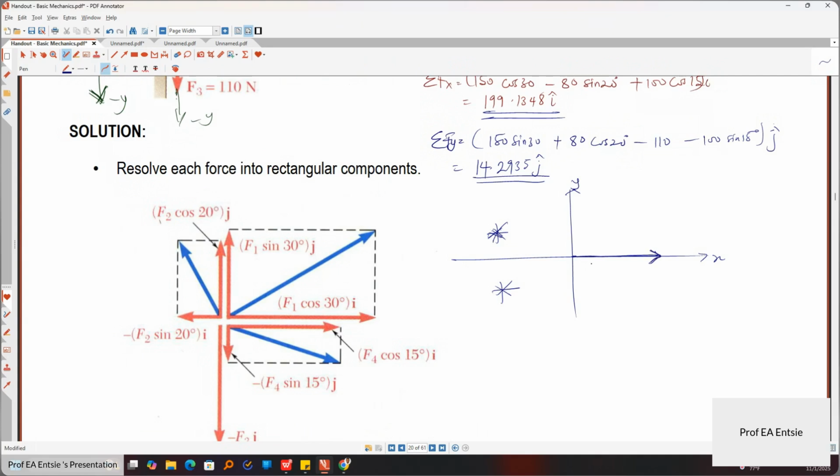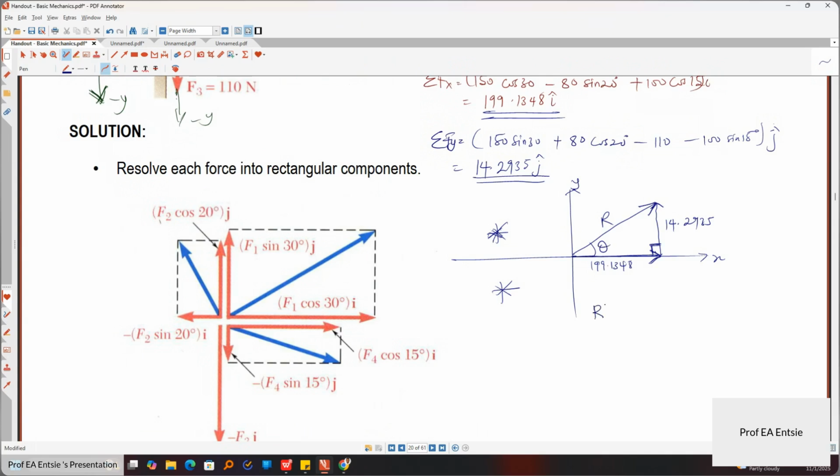And how much is x? 199.1348. Then y was positive, so that's making our diagram come into the first quadrant. So this is the resultant that we are looking for. Then the y component was 14.2935. So now here is 90. You can find the angle that the resultant makes with the x-axis. That's theta.